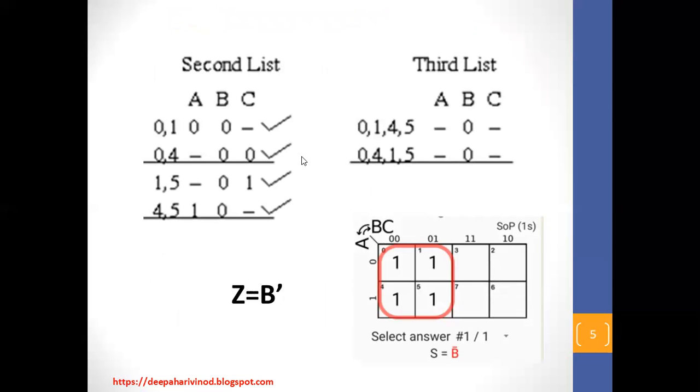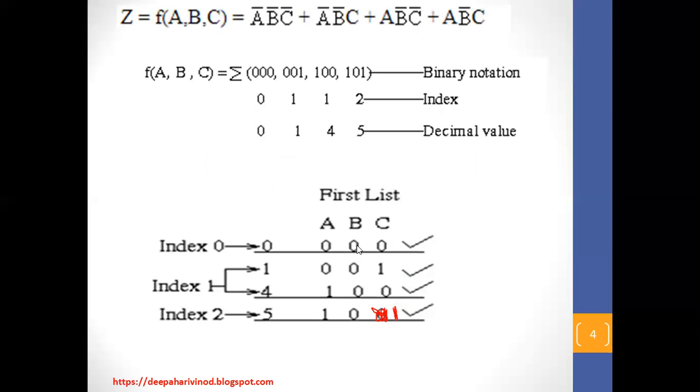Next, moving on to the second step. In the second step, I need to compare index 0 with index 1, and index 1 with index 2. You cannot compare index 0 with index 2 because you have a 2-bit change there. Only a 1-bit change is acceptable and can be compared.